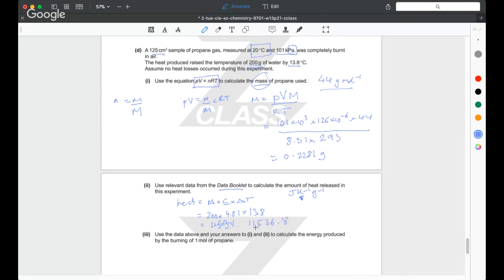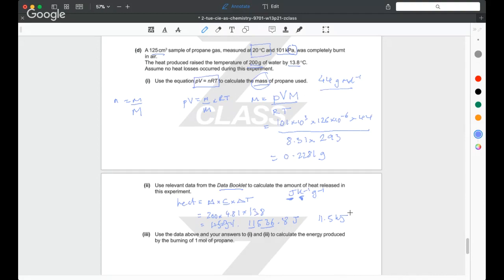So that's 11,536.8. And because you've been working in joules here, the answer there is in joules. Now, it's much more typical when you've got such a large number of joules to express it as kilojoules. So that's 11,500 joules, 536 joules. So that's 11.5 kilojoules, isn't it?